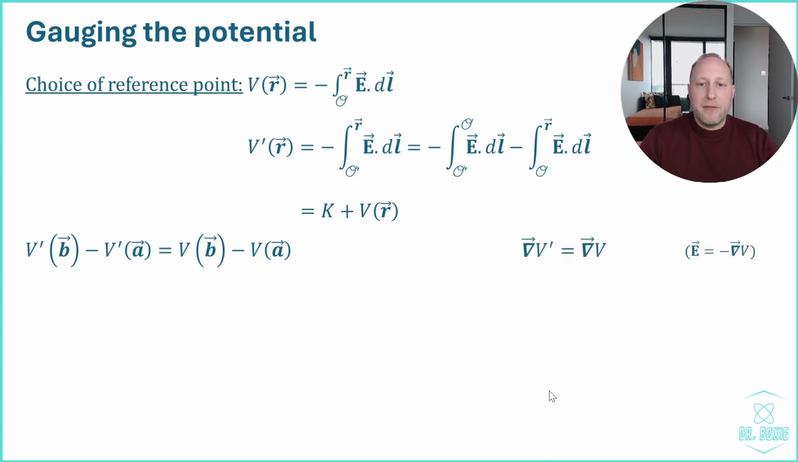In other words, the gradient of V prime and the gradient of V are the same. And remember that the electric field is the gradient of V. The physically meaningful, physically measurable quantity is the electric field, and that one does not depend on the reference point we choose. So let us look at an example.